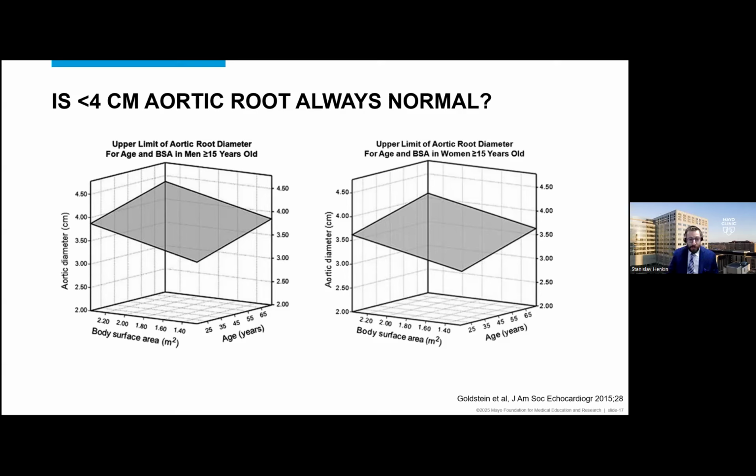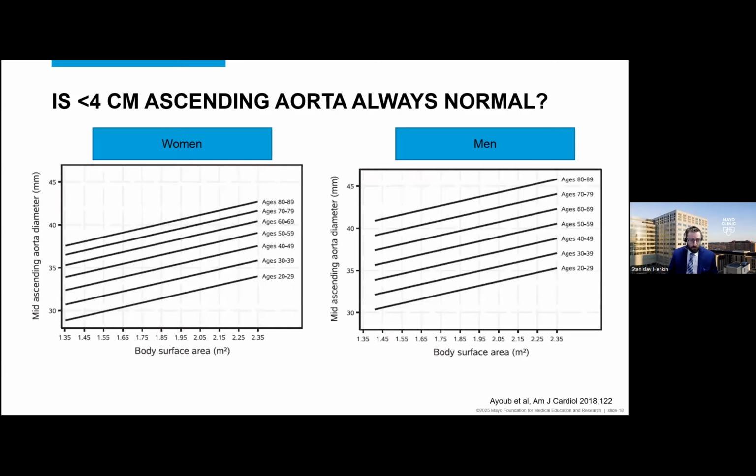Now, this is a well-known published JASE document. Something like this doesn't really exist for the ascending aorta. So the question is, is less than 4 centimeters in the aorta always normal? And remember, the sinus of Valsalva is usually going to be larger than the ascending aorta. This is from the 2018 American Journal of Cardiology, published from our Mayo Clinic group, and that we use as reference here for the ascending aorta, which again takes into account body surface area and age and looks at the 95% upper limit of normal.